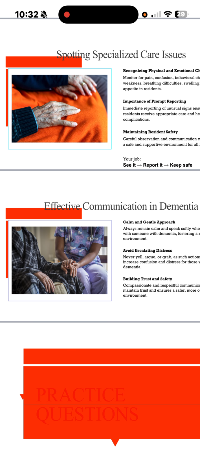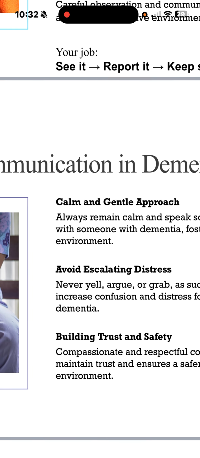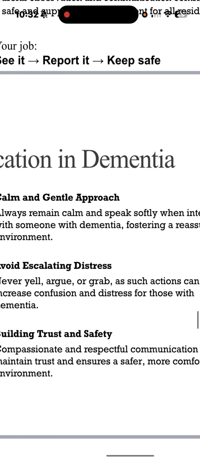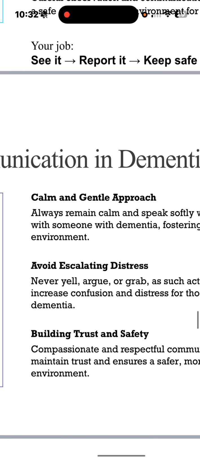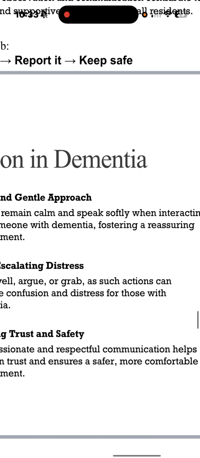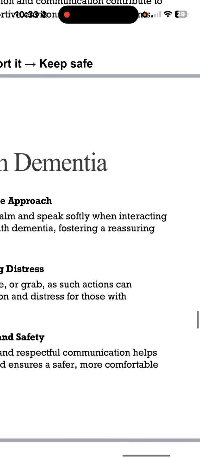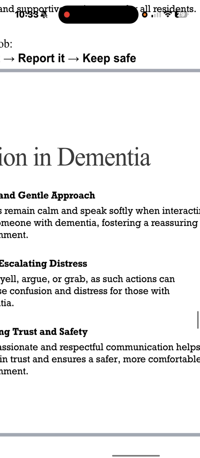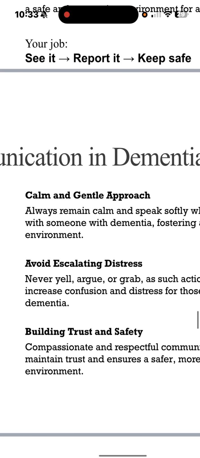Effective communication in dementia. And I hope you guys remember what dementia is. So, communicating with a person that has dementia, calm and gentle approach. And remember, guys, you have 7 questions asking you about dementia. Okay? To know about Alzheimer's and dementia, you have 7 questions on the written state exam for the CNAs.